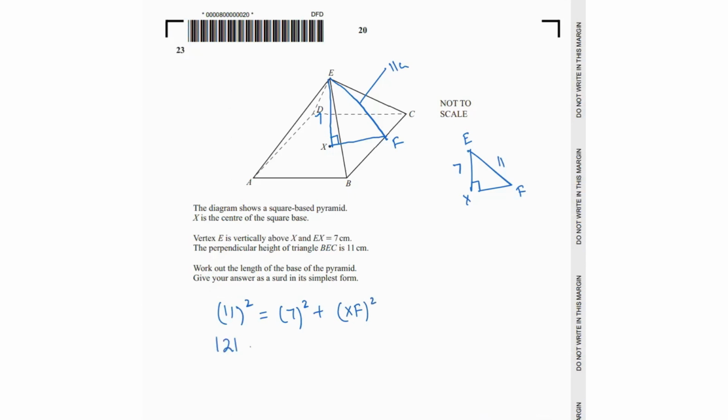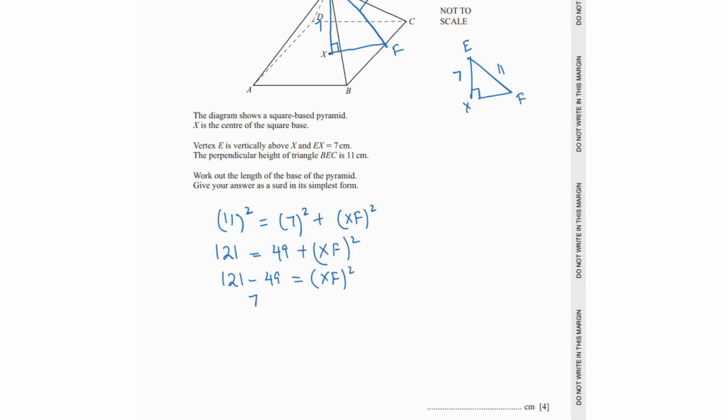That's 121. That's 49. You need to know your basic square numbers. 121 minus 49 is equal to 72. So the square root of 72 is XF. So now XF is half of AB. So AB is going to be 2 times root of 72.